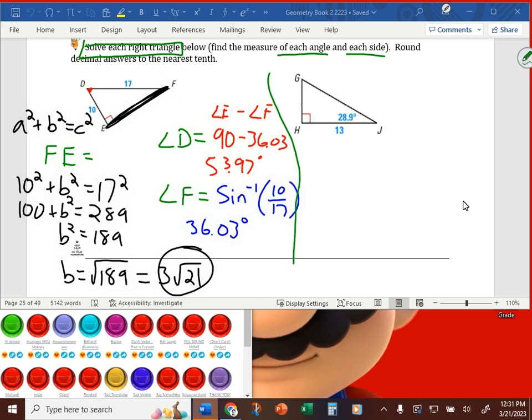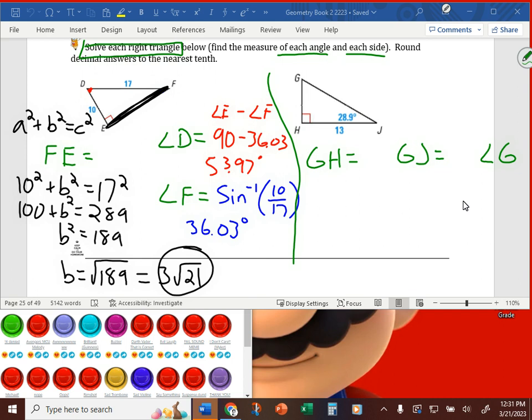All right, next one. In this case, you are given one side and one angle. So you are tasked to find two sides, GH and GJ, and then one angle, angle G. Someone give me a method to find any of these three pieces. Dig in that toolbox. Max, what do you want?